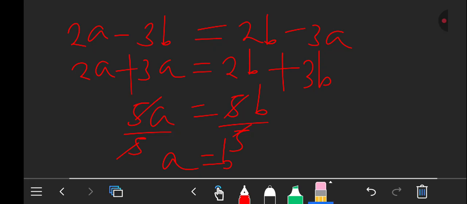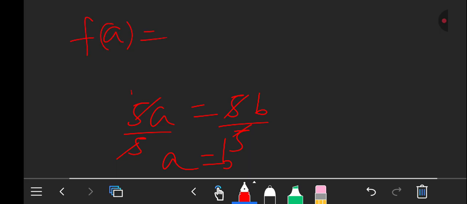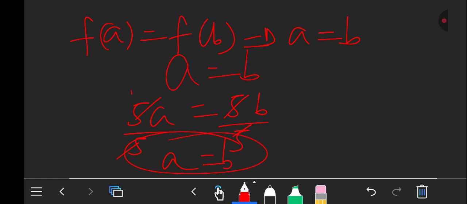Remember now, here is what we said, okay? We said that if f of a is equal to f of b and a is equal to b, then the function is 1 to 1, and as we can see here, a is equal to b. So this function is what? 1 to 1. So we have definitely shown that this function is a 1 to 1 function.